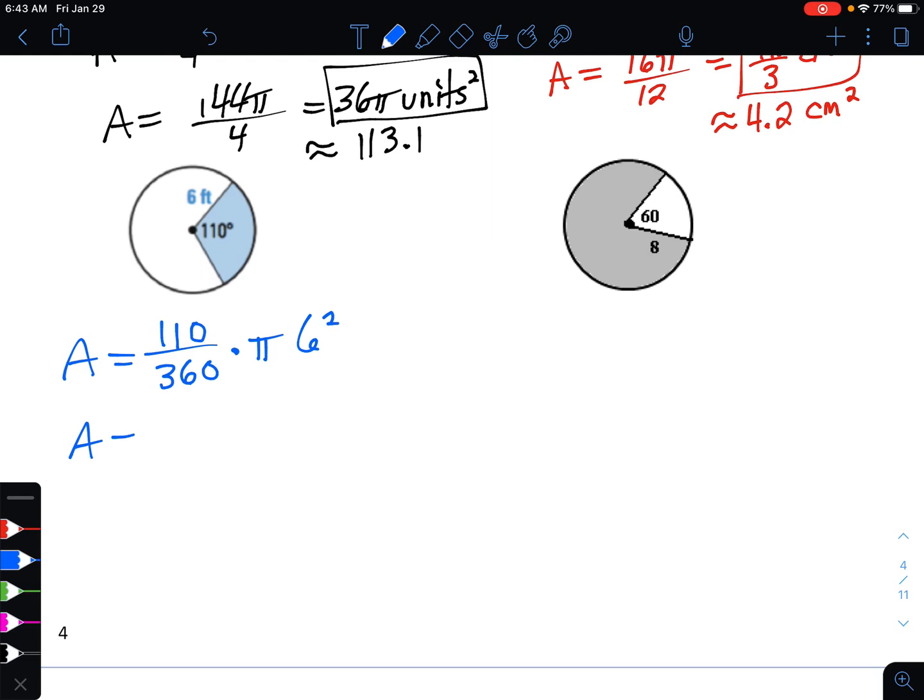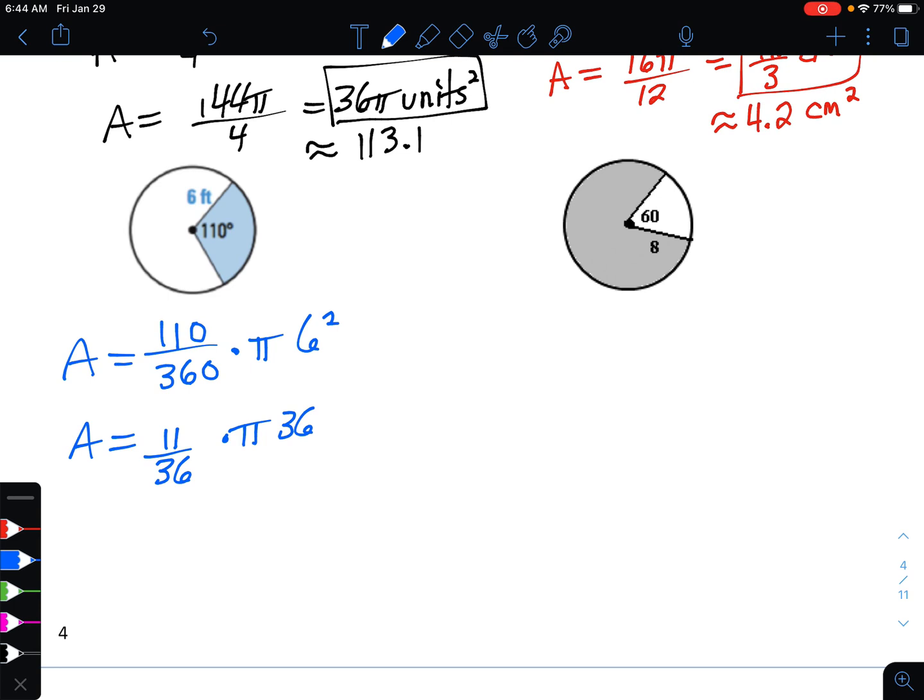As far as simplifying goes, 110 over 360, they both end in 0, so they're at least divisible by 10. In fact, that's the largest thing they're divisible by. That would get you 11 over 36, multiplied by pi, and then 6 squared is 36.